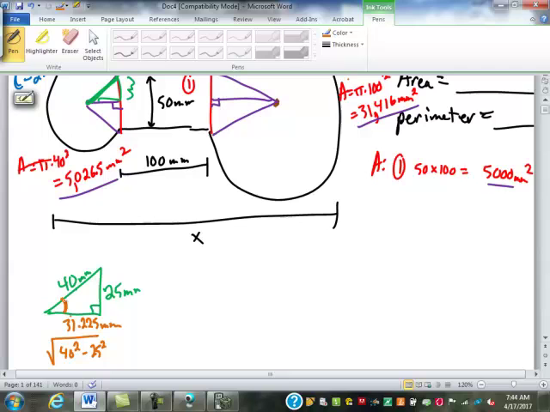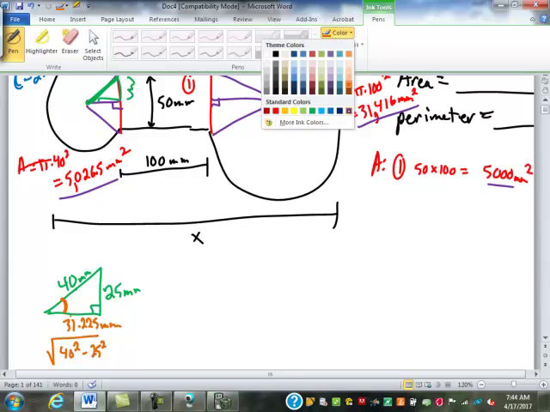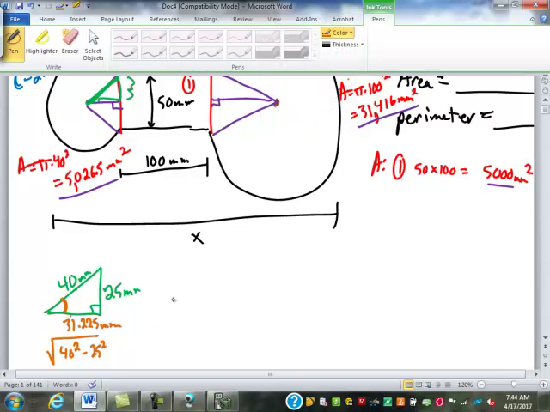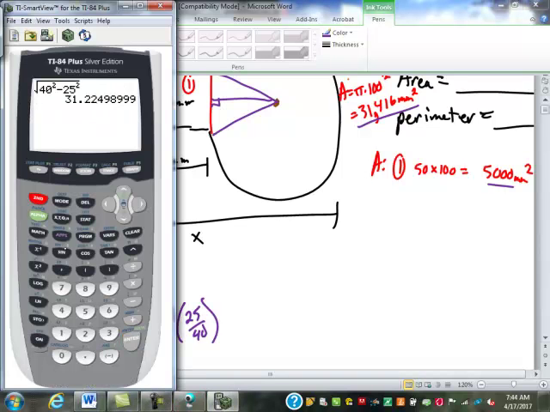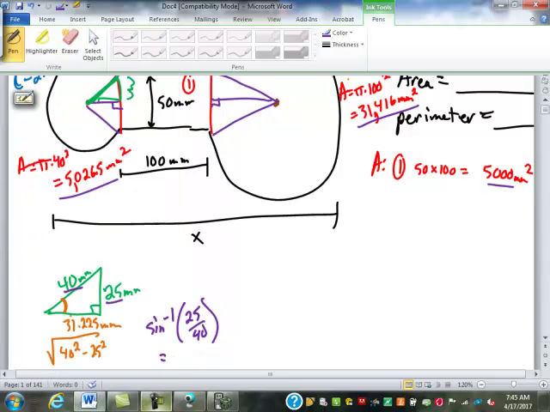And I can find this angle here, which is going to be important. How do I find that angle? Opposite over hypotenuse, which will be sine. So we're looking at an inverse sine of 25 over 40. Nope, that'd be sine. Opposite over hypotenuse is sine. Adjacent over hypotenuse would be cosine. 38.68. It should be sine. It's opposite over hypotenuse.